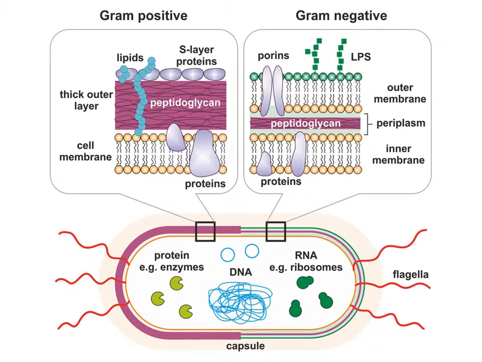This is the typical structure of a bacterial cell wall. Notice that the gram-positive cell has a larger, thicker layer of peptidoglycan, whereas the gram-negative has a very thin peptidoglycan.